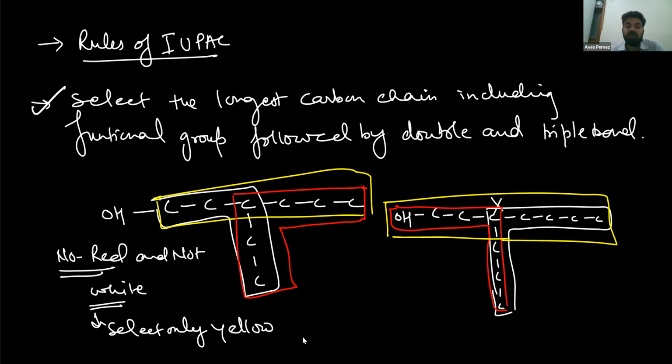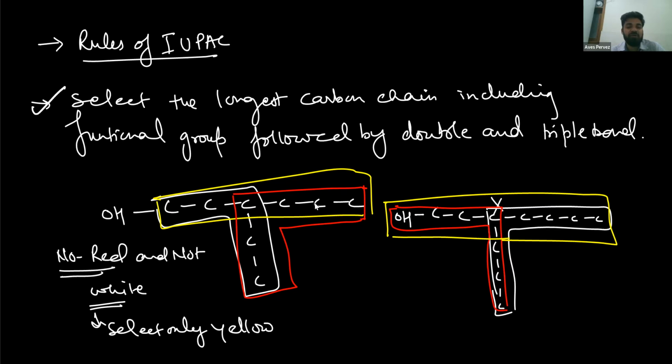Okay, now moving to the next part, this is the first part. For example, let me explain: you need to select 1, 2, 3, 4, 5, 6 carbon. In the white one you are having 5, in the yellow one you are having 6. So you will select the yellow one here, not the red one, because the red one is leaving the functional group.